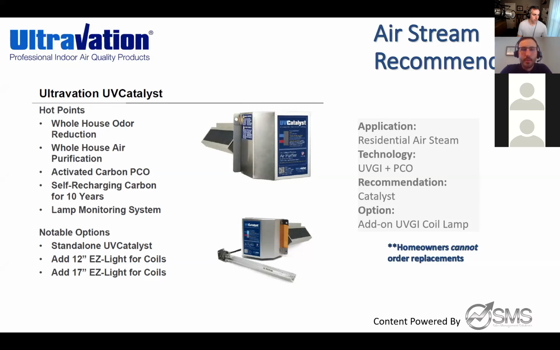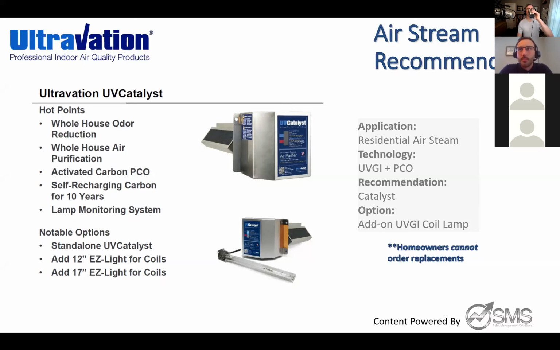And to Scott's point, when he's talking about the sensitivity to ozone, that is one of the big differences between this versus the Solaris that we'll get into next. The Solaris does emit a little bit of ozone, which is a big preference point there. Some people actually enjoy the smell of ozone. Other people, it's a small population, but there are some people out there that are sensitive to ozone.